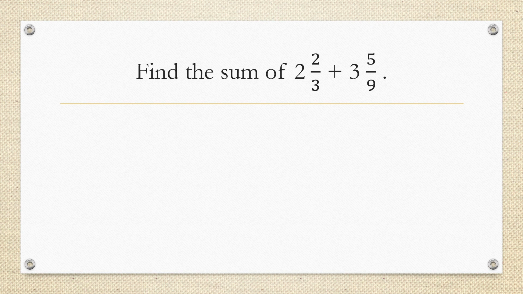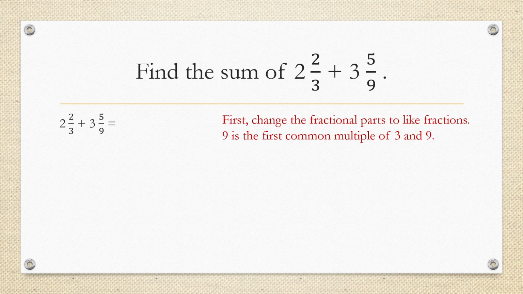Let's look at this question here. Find the sum of 2 2/3 plus 3 5/9. Okay, first you need to change the fractional parts to like fractions. By fractional parts I mean this and this. The denominators are 3 and 9, and we know that 9 is the first common multiple of 3 and 9. So we need to change this fraction such that the denominator is 9. So what we do is multiply the numerator and denominator by 3, which will give us 6/9. So 2 6/9 plus 3 5/9.